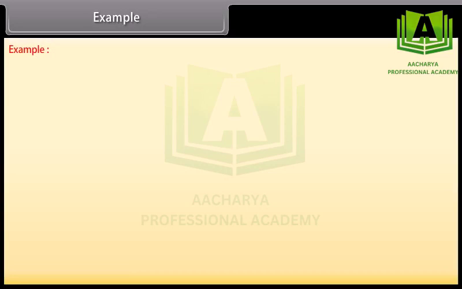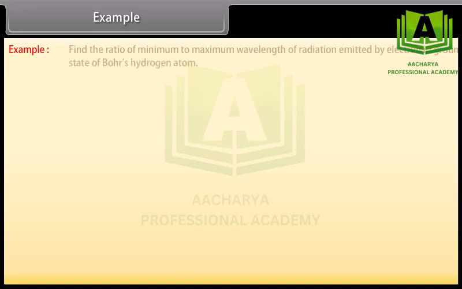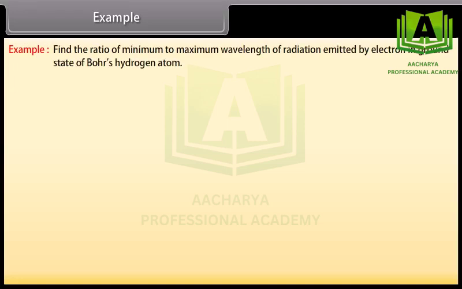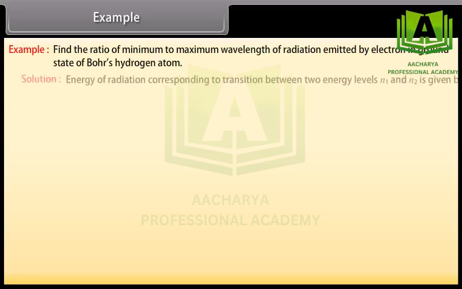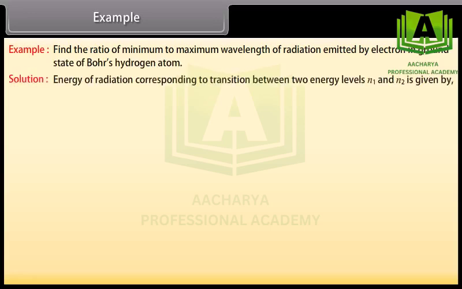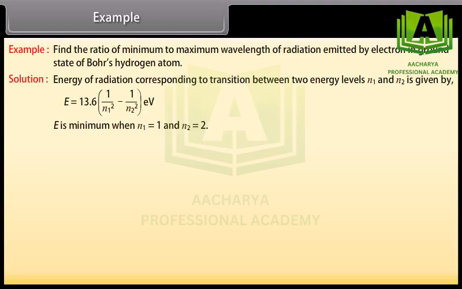Example. Let's take an example of Bohr's model of the hydrogen atom. Let's see the solution. Find the ratio of minimum to maximum wavelength of radiation emitted by electron in ground state of Bohr's hydrogen atom. Energy of radiation corresponding to transition between two energy levels n1 and n2 is given by 13.6 multiplied by 1 upon n1 square minus 1 upon n2 square electron volt. E is minimum when n1 is equal to 1 and n2 is equal to 2. E minimum is equal to 13.6 into 3 upon 4 electron volt.